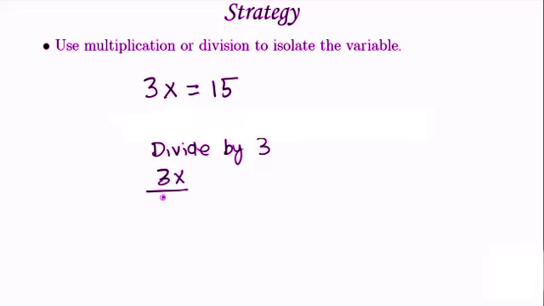x divided by 3 equals 15 divided by 3. Again, you absolutely have to do the same thing to both sides or the equation will no longer be true. Now, if I divide 3 by 3, that's going to be 1. So I have a coefficient of 1, and I've successfully isolated the variable. x equals 15 divided by 3, or 5. So this is an example of using the multiplication or division principle to isolate a variable.